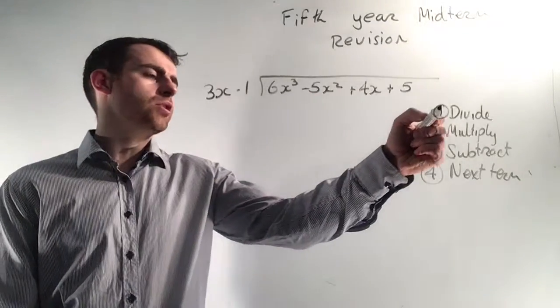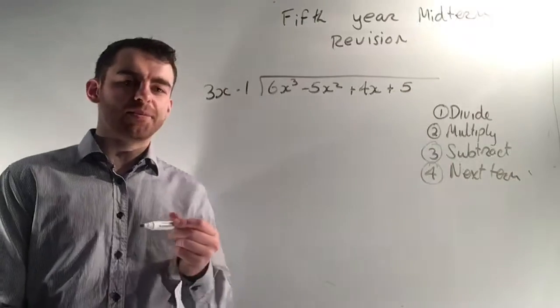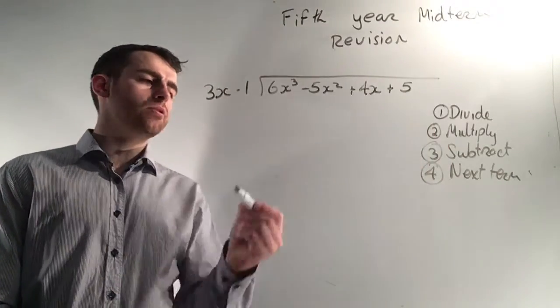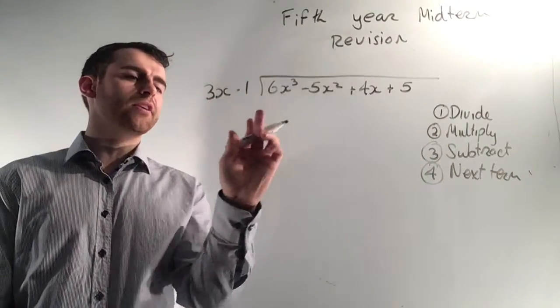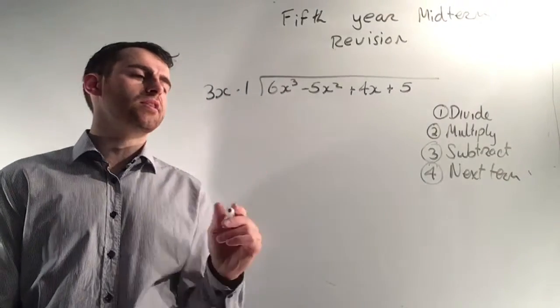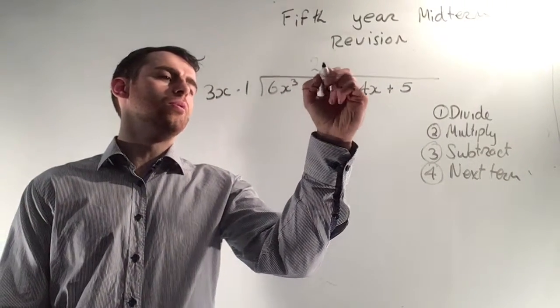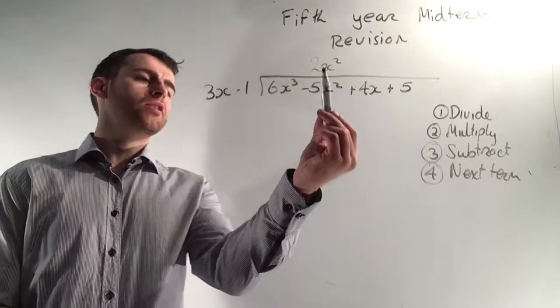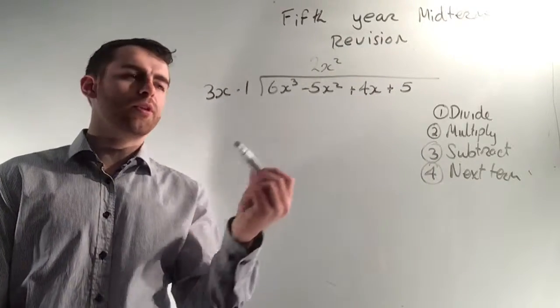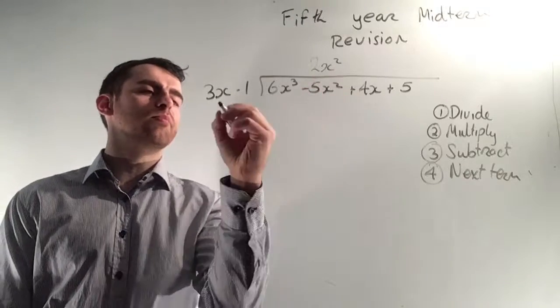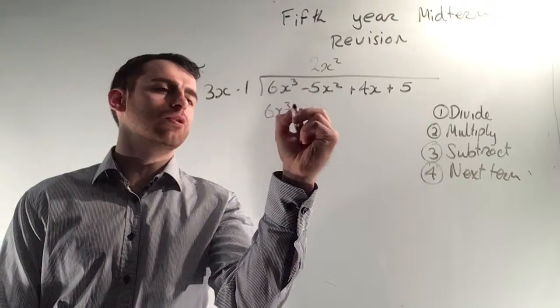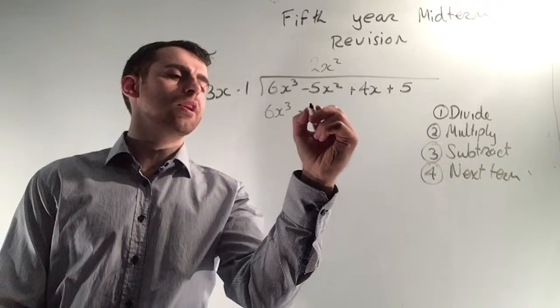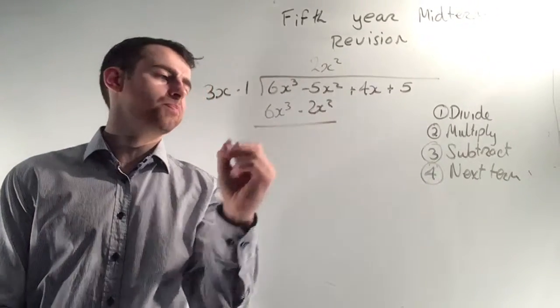Now when you're doing your long division, you've got your 4 different steps that you have to follow. The first step is you divide. So you divide the first thing here into the first thing here. 3x into 6x cubed goes 2x squared times. My second step is to multiply. So I get what's on top here and I multiply it by both of these. 2x squared by 3x is 6x cubed. 2x squared by minus 1 is minus 2x squared.